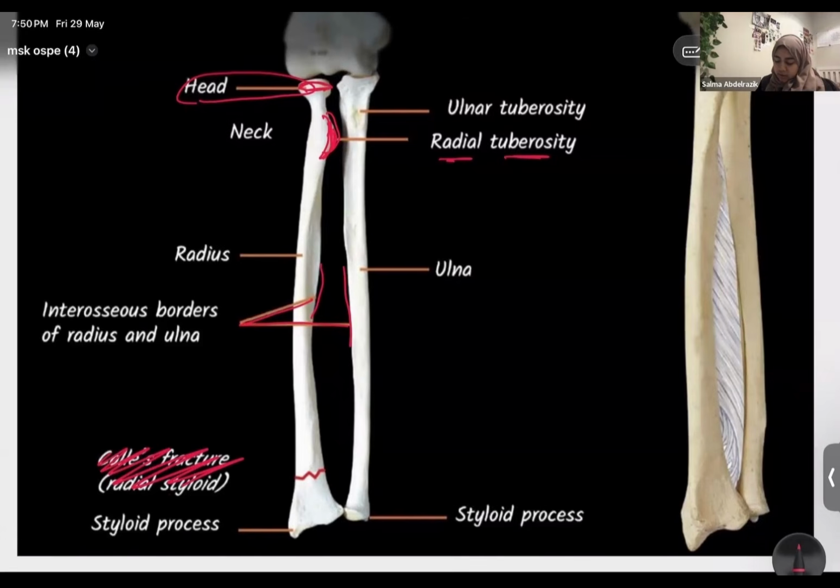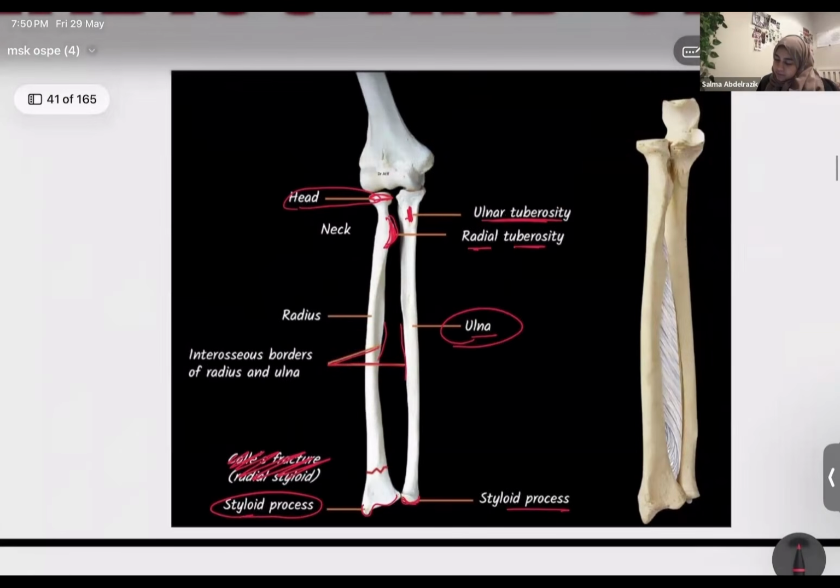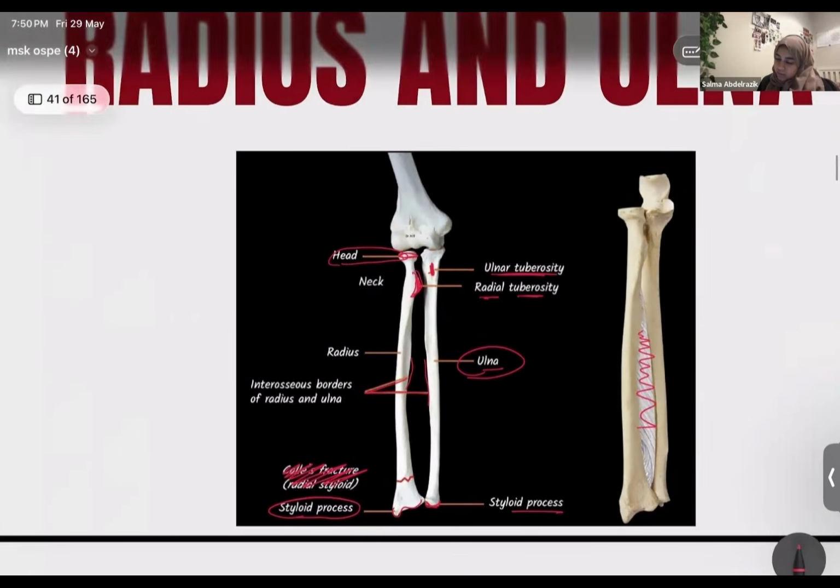Ignore this for now. We'll talk about it later. And then you have the styloid process. And of course, the ulna also has a styloid process. And we have an ulnar tuberosity over here. It's like a hole, basically. And then the ulna and radius, and this is the membrane that connects them both.